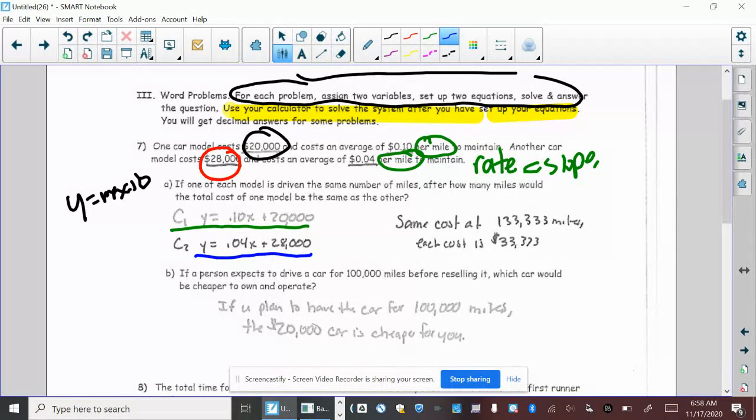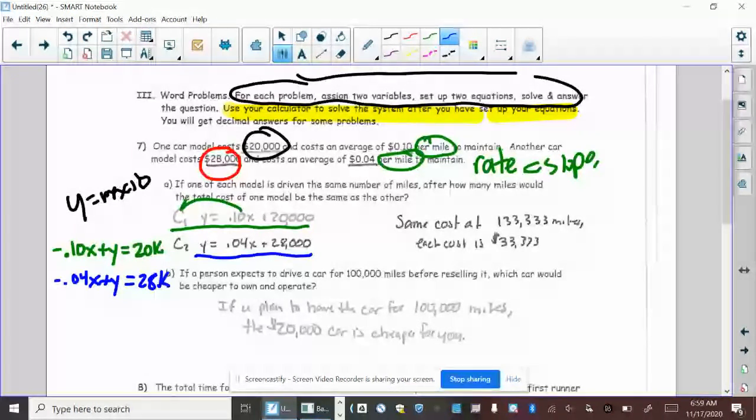Those here. Now, if you want to graph them, you can. You will certainly need to change your window because of the y-intercepts. If you want to put those into standard form, you can do that. You would just go ahead and move the x's to over here. So this would be negative 0.10x plus y equals 20,000. I'm running out of space there. And then if you do the same thing with the blue one, negative 0.04x plus y equals 28,000. Obviously, you'd put the 3 zeros. I just didn't because I ran out of space.